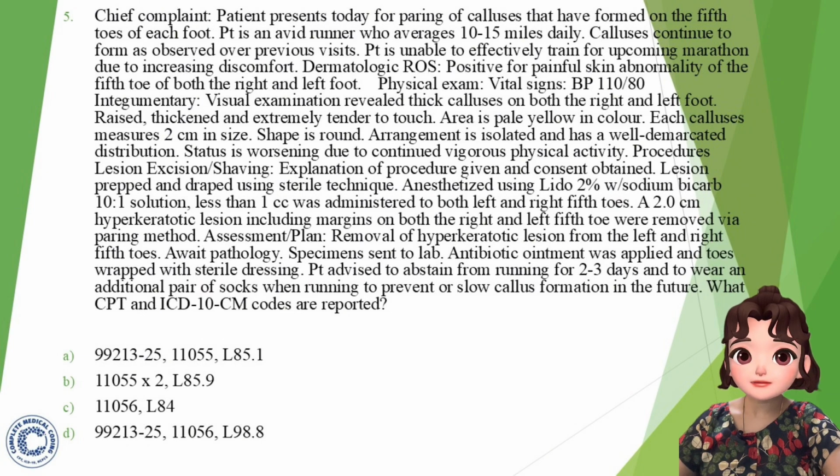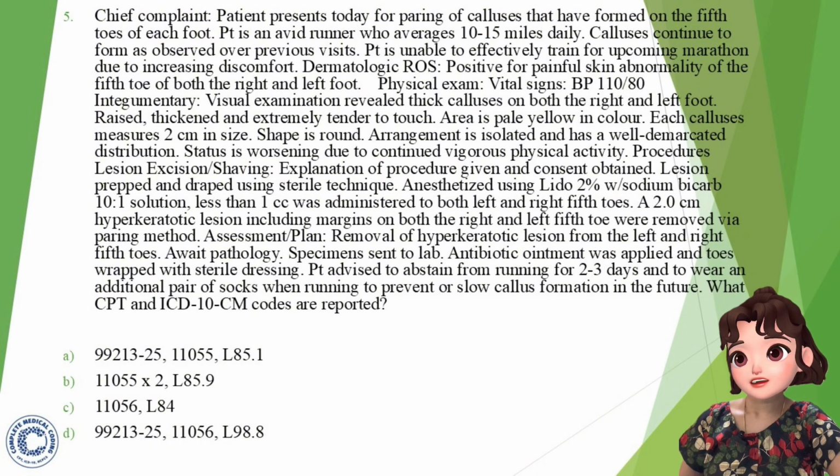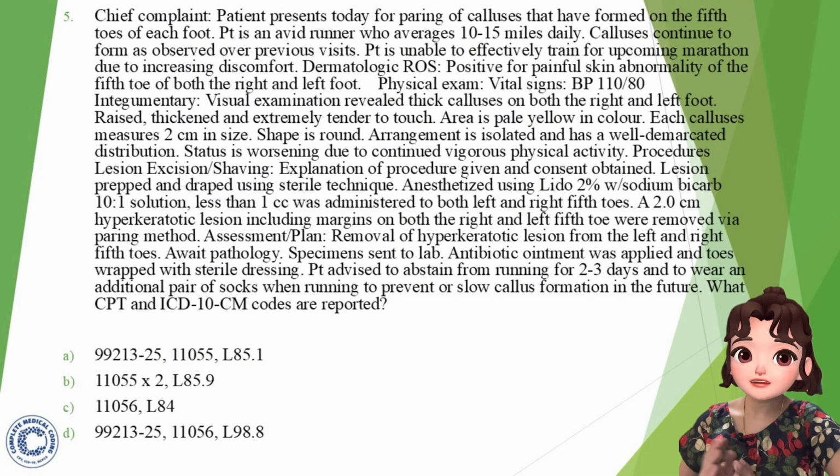11055 and then 11056. We'll find the CPT code first. What is 11055? Paring or cutting of benign hyperkeratotic lesion. Example, cones or calluses, single lesion. And then 11056 is 2 to 4 lesions. Here how many has been removed? 2 lesions, right? From left and right. So it means 2 lesions has been removed.